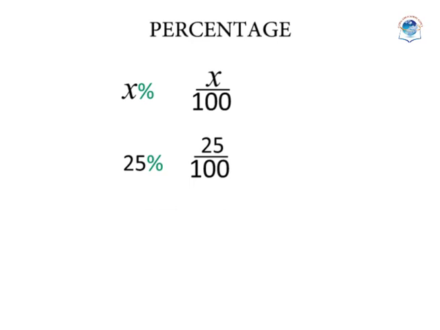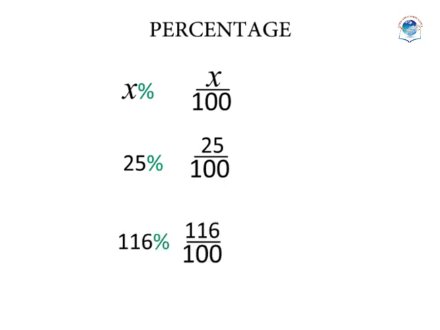In fact, the word percent itself says all about it. The prefix per means for each or for every, and cent is Latin for 100. That's why there are 100 cents in 1 shilling. So percent means per 100.